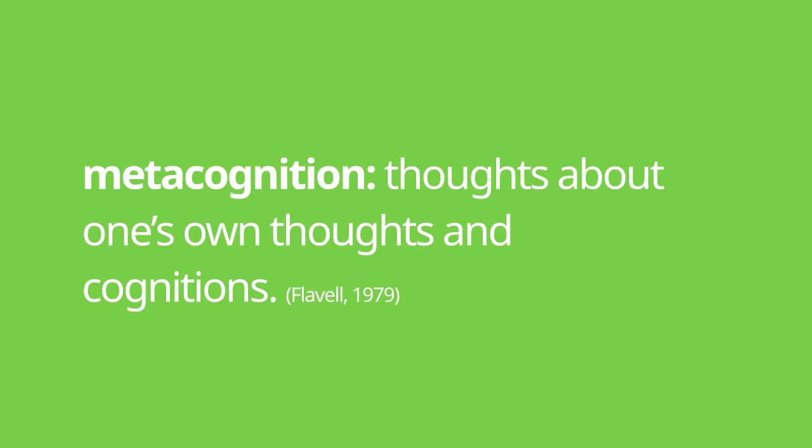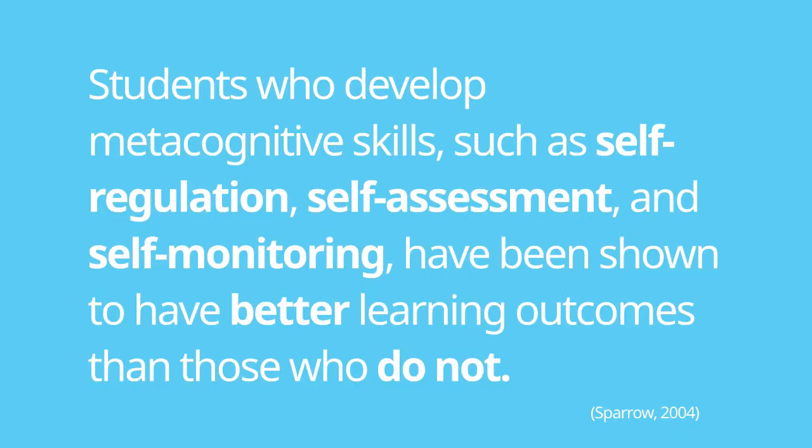Why is this thinking about thinking important? Students who develop metacognitive skills such as self-regulation, self-assessment, and self-monitoring have been shown to have better learning outcomes than those who do not. When students are given the rubric ahead of time, they have an opportunity to self-assess their work, comparing their current work product to the rubric and developing a more robust understanding of how their work applies to your criteria. Over time, this iterative process can help scaffold metacognitive skills and create better, more effective learners.